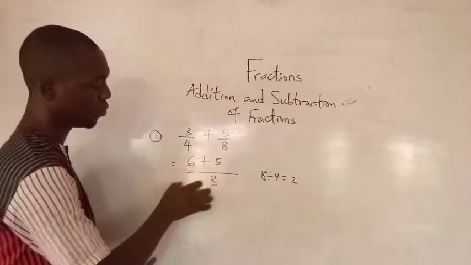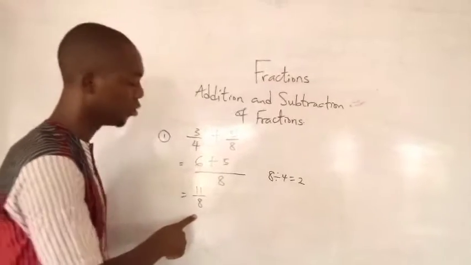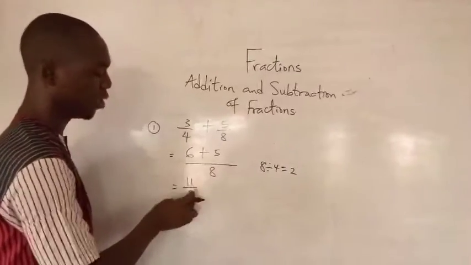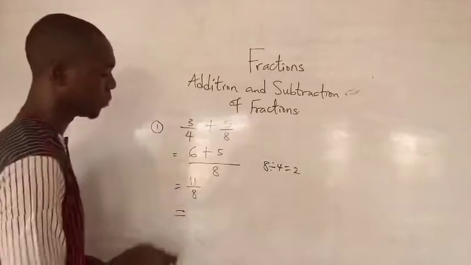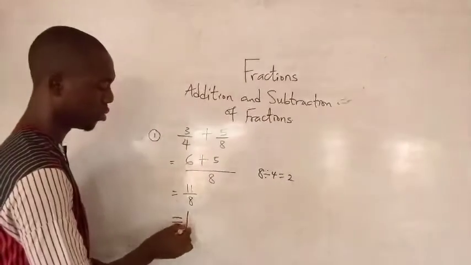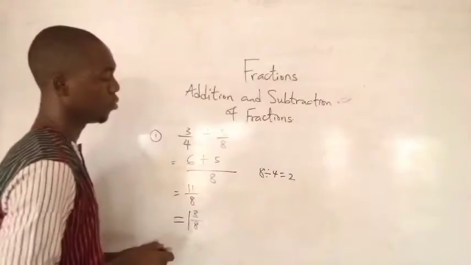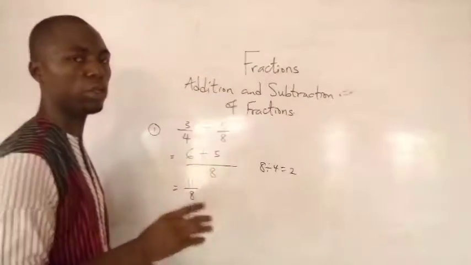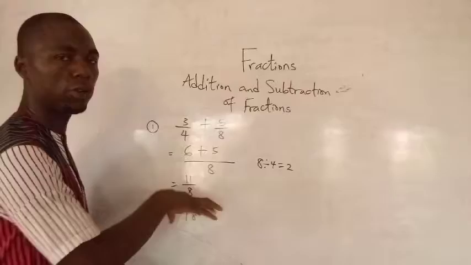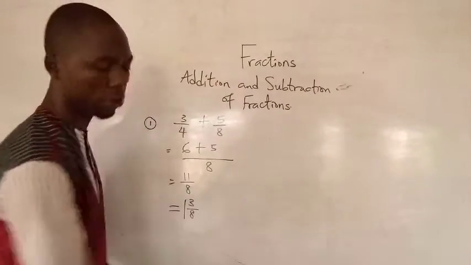And remember, this is an improper fraction. So we give our answer as a mixed number. So we convert this 11 over 8 to a mixed number. How many 8 can we get in 11? It's only 1, with a remainder of 3, then over 8. So if the conversion is not clear enough, you can refer back to the previous lesson on fraction so that we'll know how we did the conversion. So that is the first example here.